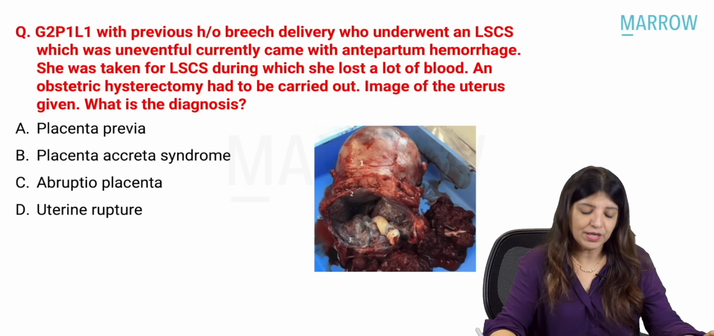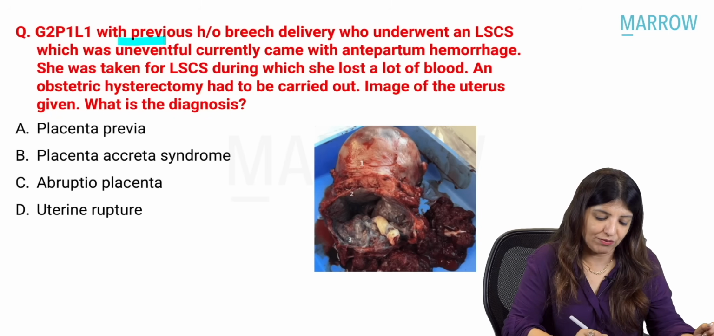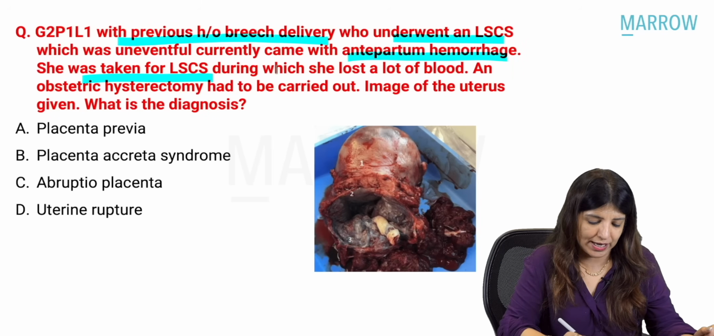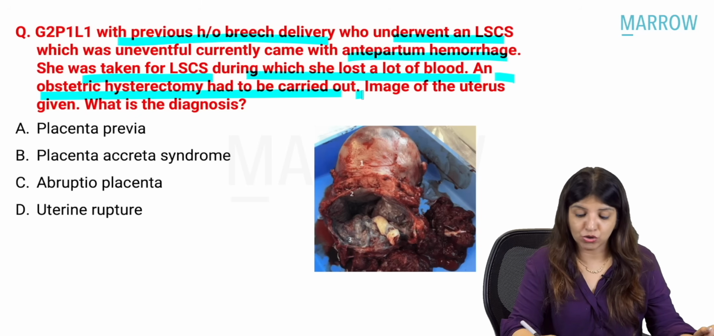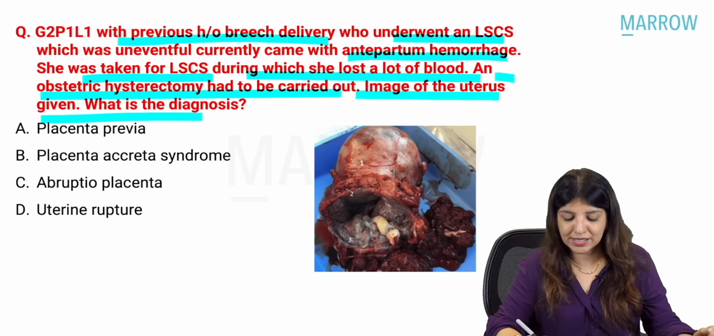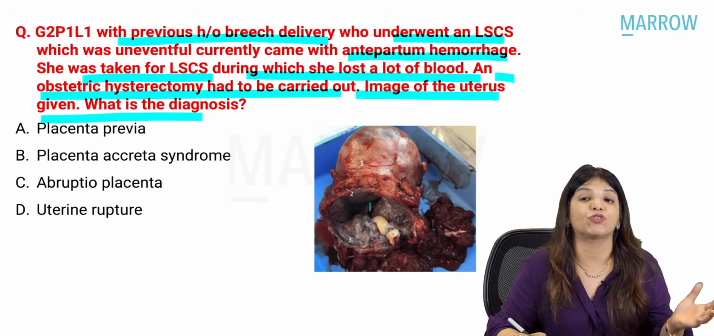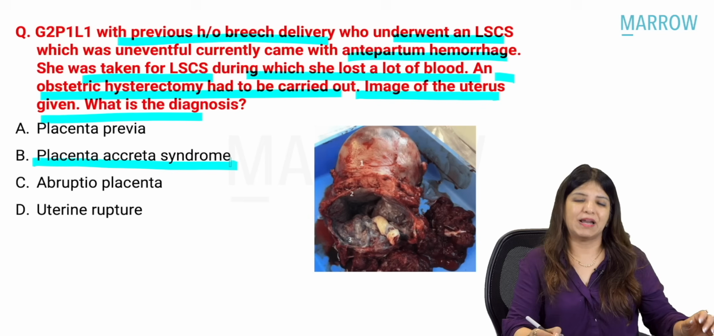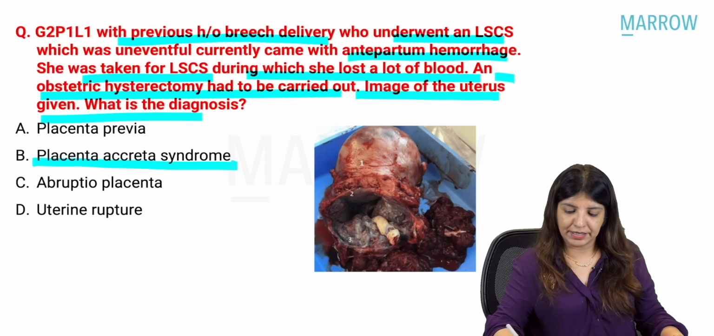Right? Now, this was a question which was asked in your NEET-PG 2024. A G2P1 with previous history of breech delivery who underwent LSCS, which was uneventful, currently came with antepartum hemorrhage. She was taken for LSCS during which she lost a lot of blood. An obstetrical hysterectomy had to be carried out. Image of the uterus is given. So, you are seeing over here in the uterus, the placenta is still attached. That means the obstetrician would have tried to remove the placenta, but the placenta did not get removed. In other words, it's a case of placenta accreta spectrum. Clear to all of you?